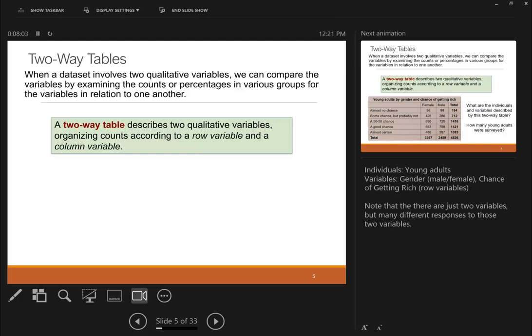A way to represent data that includes two variables is with something called a two-way table. So you'll have a row variable and a column variable. Your row variable might be gender, and your column variable might be a GPA range, where you're looking at the difference between academic performance in boys and girls or something.